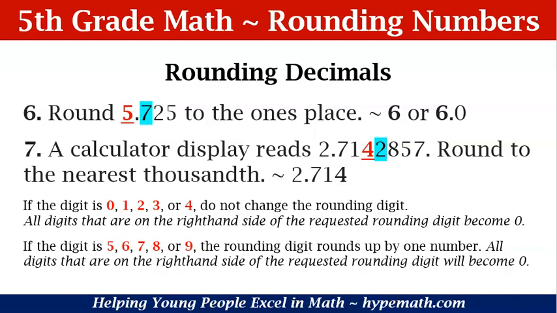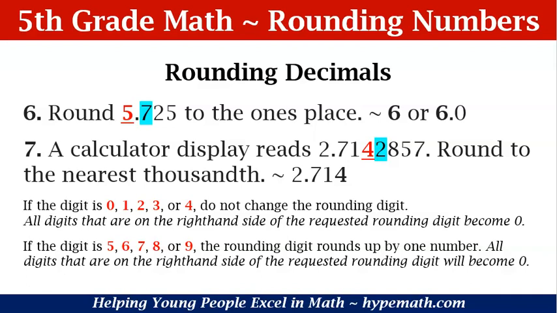It's at 5. We are going to look to the right to the number in our tenths place to see, is our number going to stay the same or will it round up? Because 7 is greater than 5, the number in the ones place, which is a 5, will round up. So our answer is 6 or 6.0.